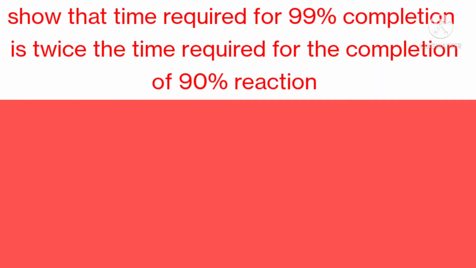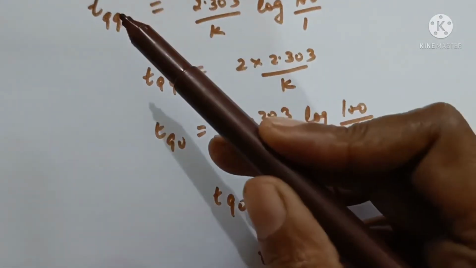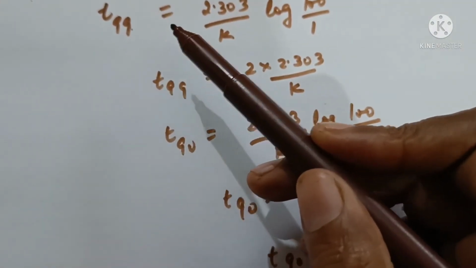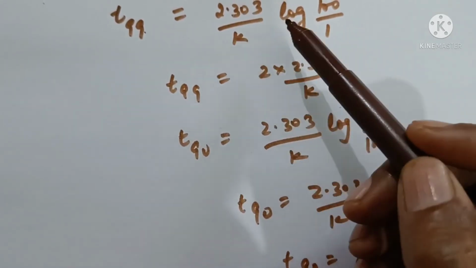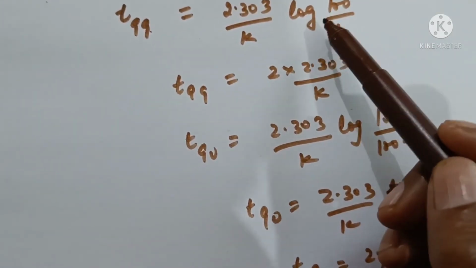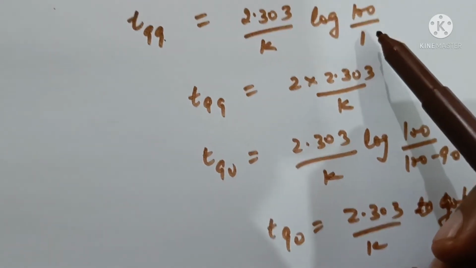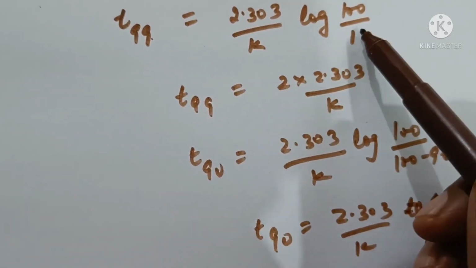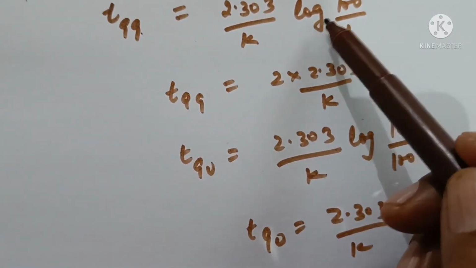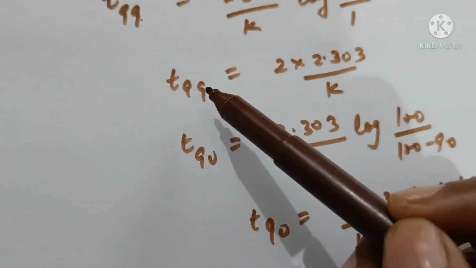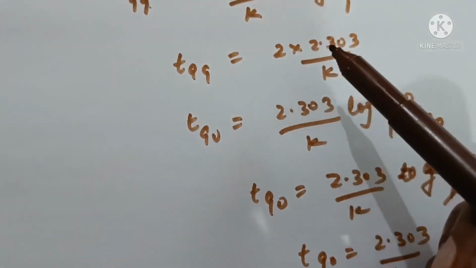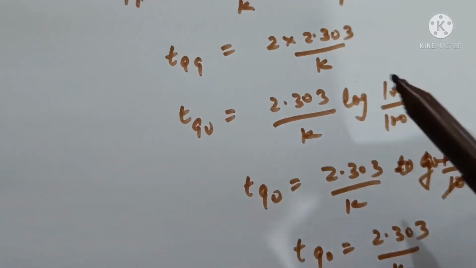Show that the time required for 99% completion is twice the time required for 90% completion of reaction. Time required for 99% of the reaction is 2.303 upon K log of 100 upon (100 minus 99), which is 100 upon 1. So this is log 100, the value of which is 2. So the equation becomes t99 is equal to 2 into 2.303 upon K.